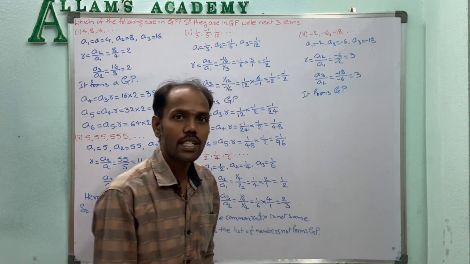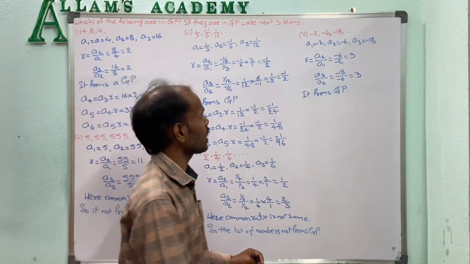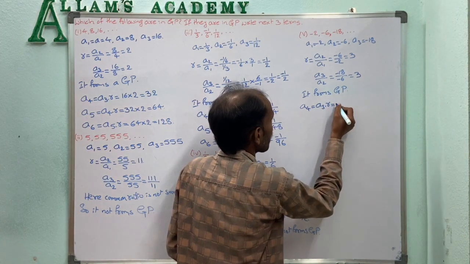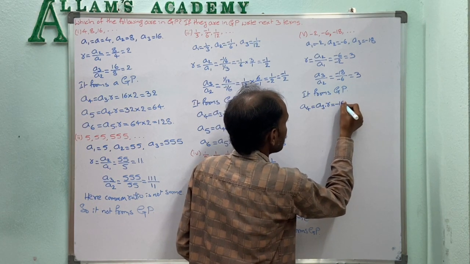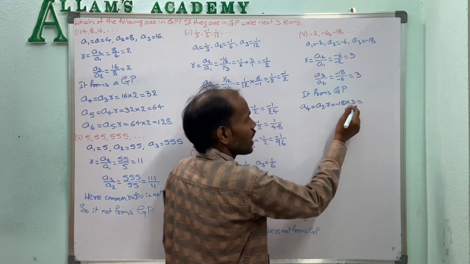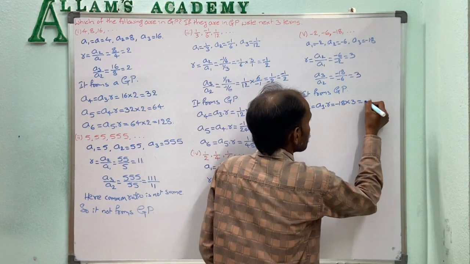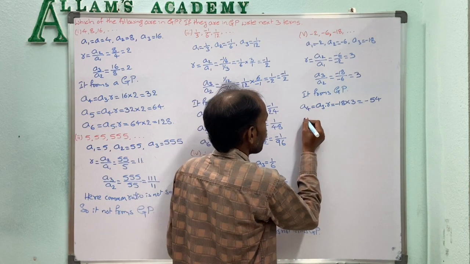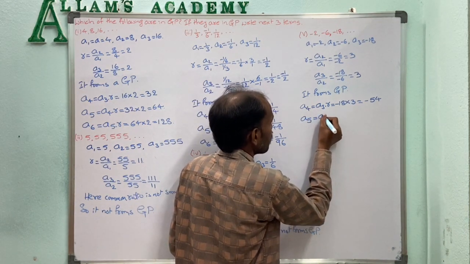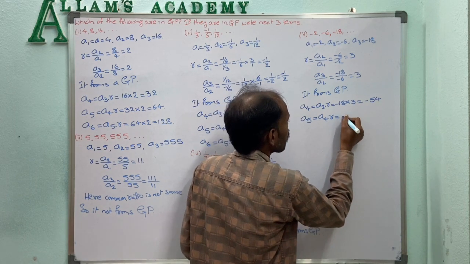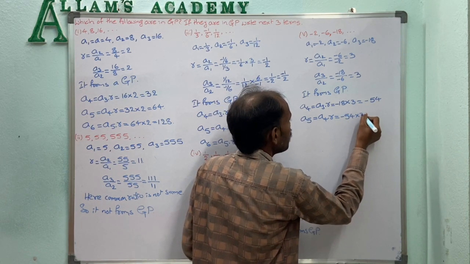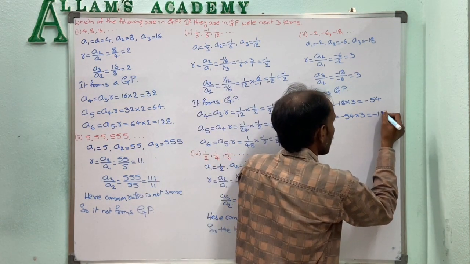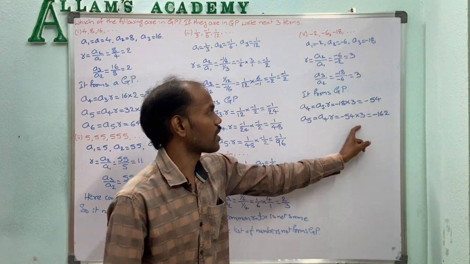Since it forms a geometric progression, we have to find the next three terms. So the fourth term A4 is equal to A3 into R. The third term is minus 18 into the common ratio 3. So 18 threes are 54. So that is minus 54. Why? Because minus into plus is minus. So minus 54. Now the fifth term A5 is equal to A4 into R. The fourth term is minus 54 into 3. So minus 54 into 3 is minus 162. 54 threes are 162.